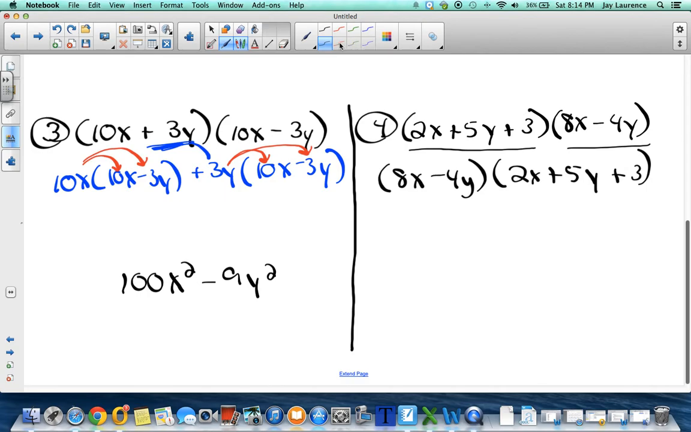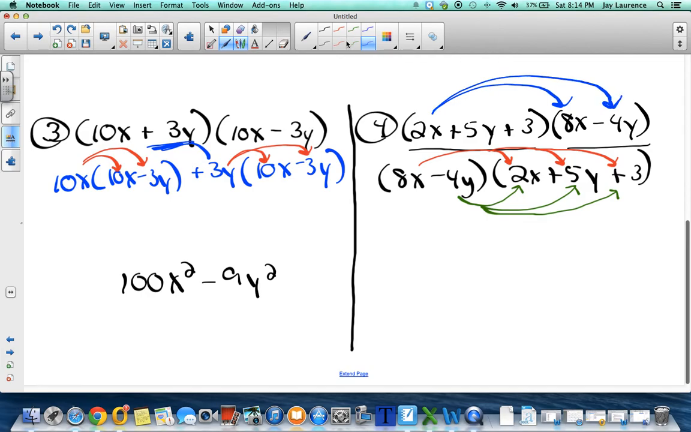Now, you might be asking why I did that. Because I'm only going to distribute twice. I'm going to distribute an 8x to all three terms, and then I'm going to distribute the negative 4y to all three terms. If I had done it the other way, it might have allowed for more mistakes because I'd have to distribute a 2x to those two terms. Then I would have to distribute the 5y to those two terms. And then I would have to distribute the 3 to those two terms. And personally, I think it gets a little bit hairier.